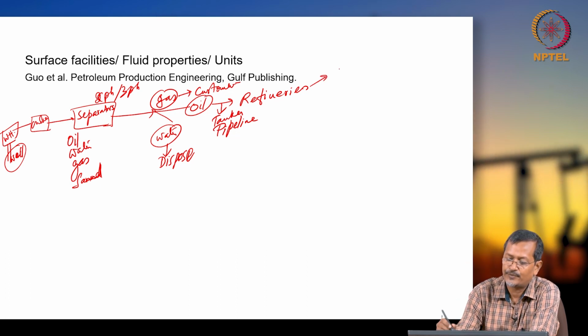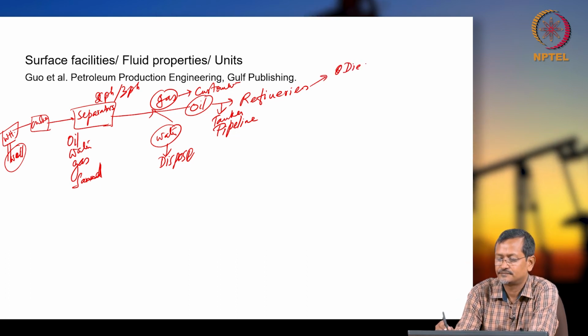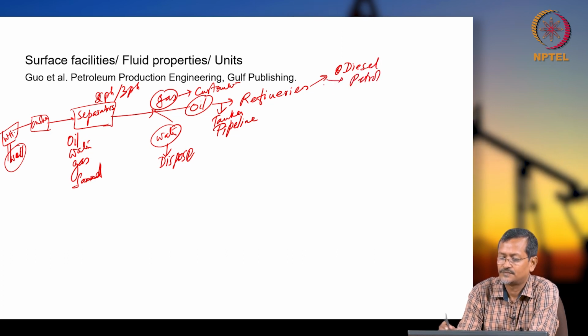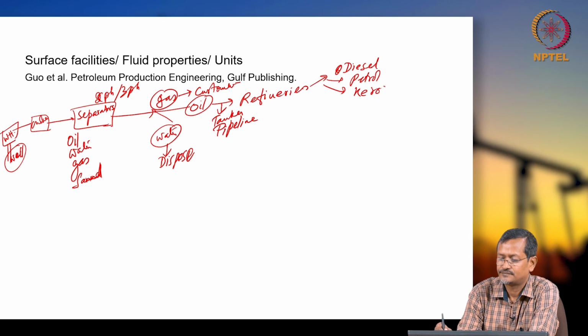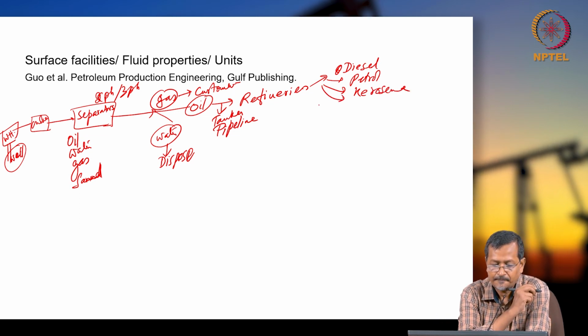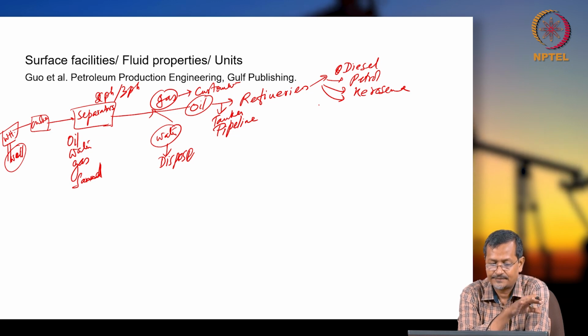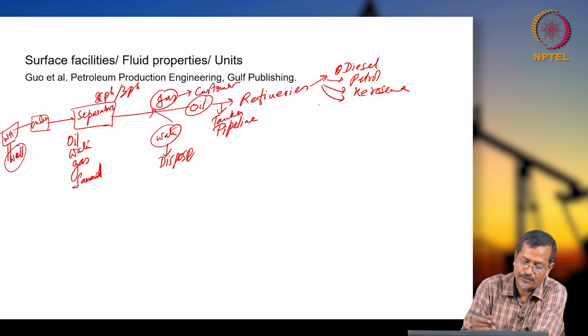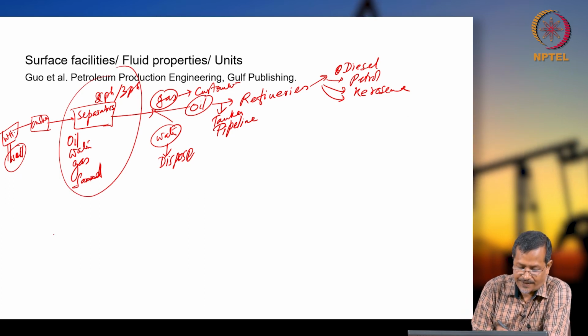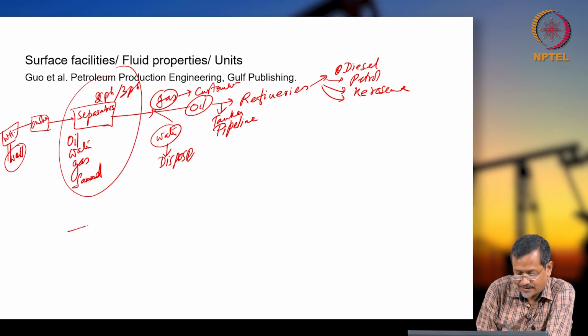The refinery will be producing diesel, petrol, kerosene, and many other components. Now, how to separate? In our course, we will be focusing on this part. So, the separator. Let us say the choke is giving oil and gas.